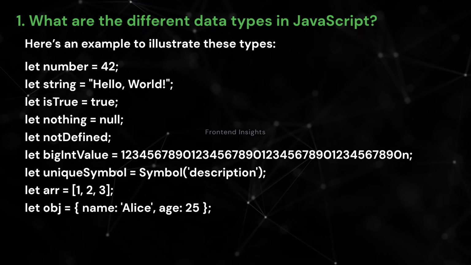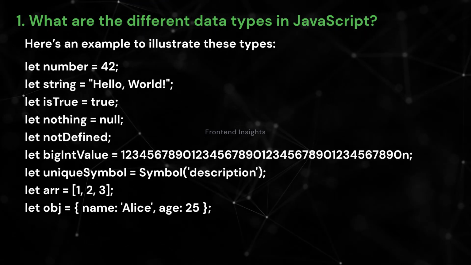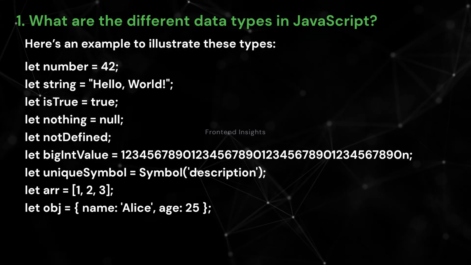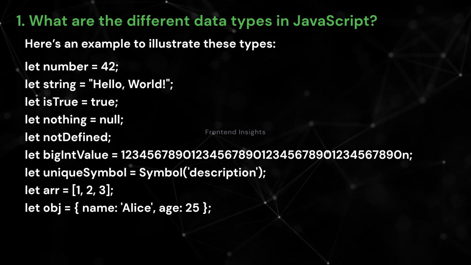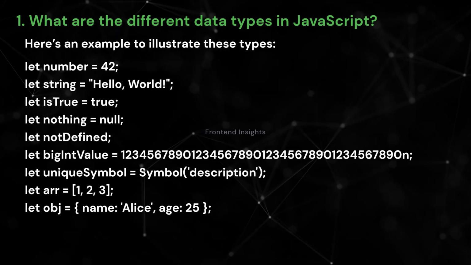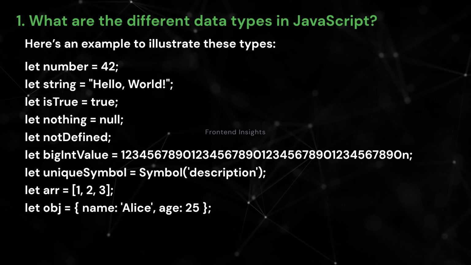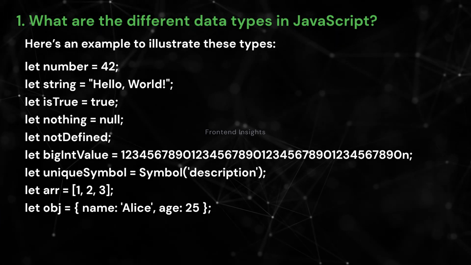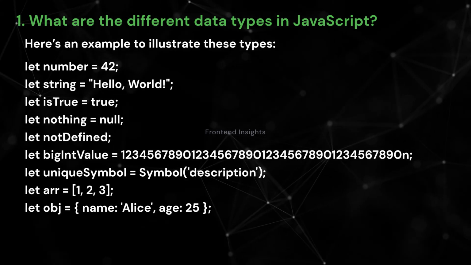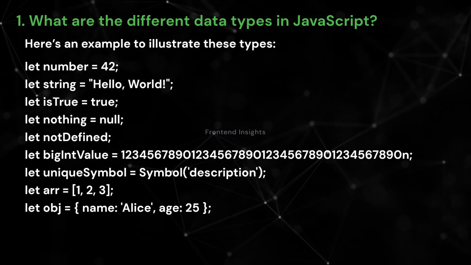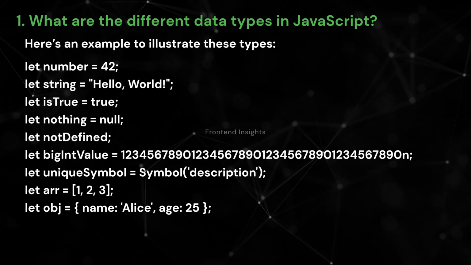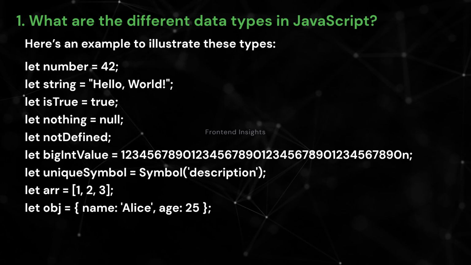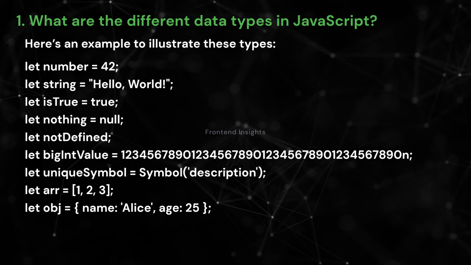Then bigInt value is a BigInt type, allowing for very large integers. Unique symbol is a symbol, a unique value often used as object property keys. Array is an array, a special type of object for storing an ordered collection. obj is a basic object containing the properties name and age.